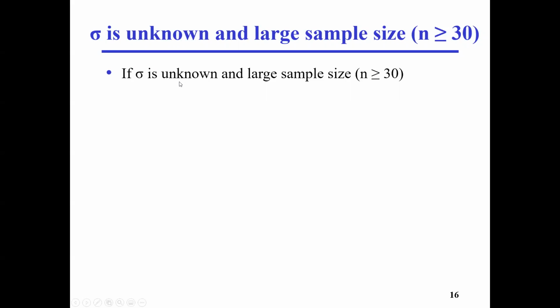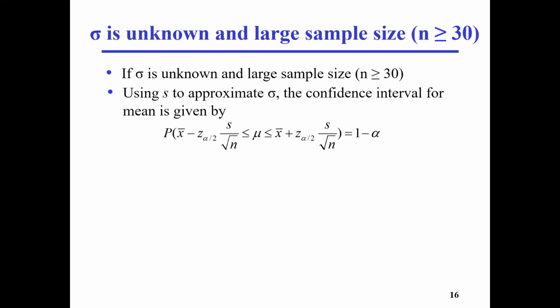If sigma is unknown and the sample size is large enough, how do we create a confidence interval? We use S, which is the standard deviation of the sample, to approximate sigma. This is the compromise because we do not know sigma. How do we establish the interval? We need a standard deviation. Then we'll just settle with the standard deviation of the sample.